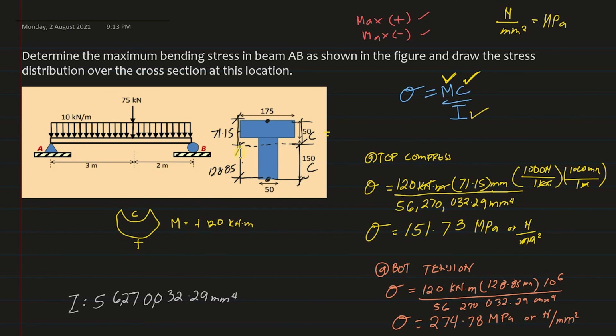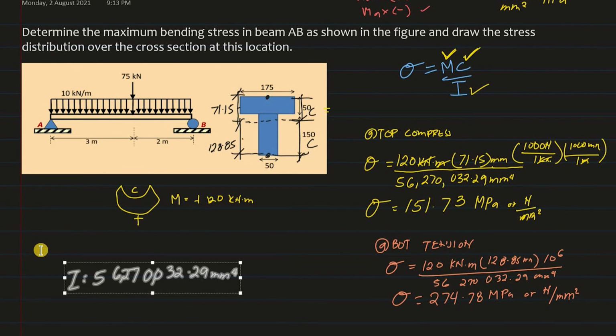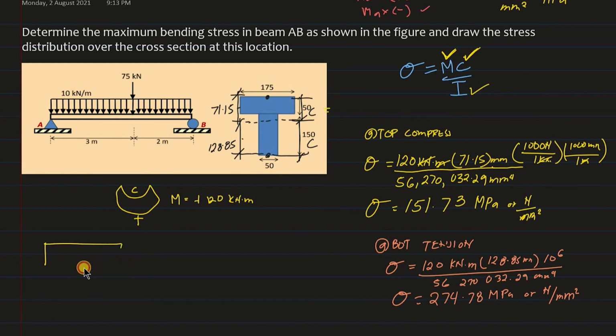Okay. Alright, ngayon bis, makikita natin, meron tayong dalawang sagot, right? So, ang bending stress sa taas would be 151.73 MPa, while at the bottom, 274.78. So, di ba, hindi sila equal. Ngayon, i-sketch ngayon natin yung ating stress distribution. So, kung makikita nyo, this is our T-beam. Ang stress distribution yan would look something like this, if this is our neutral axis.